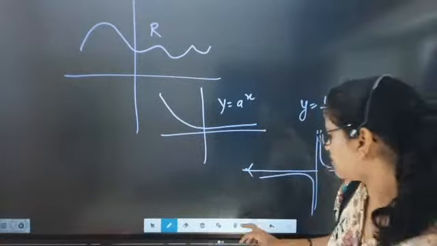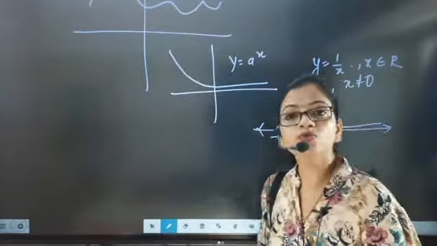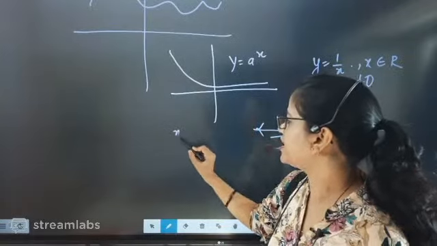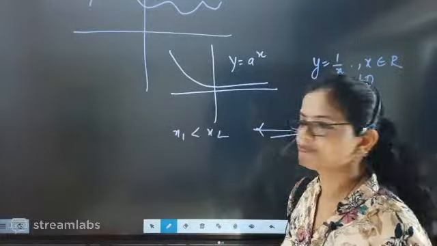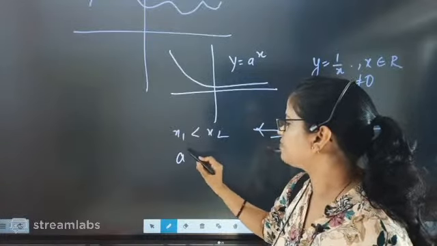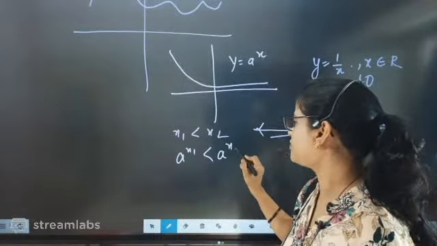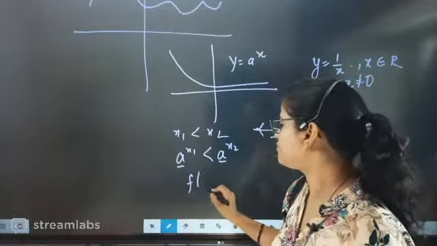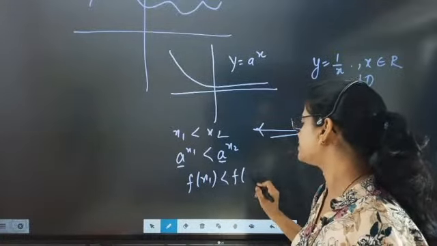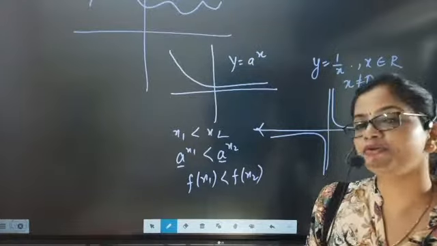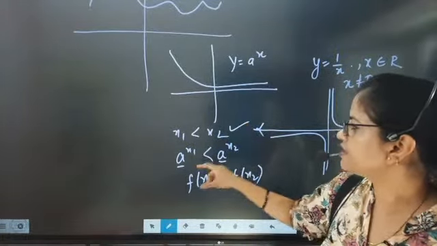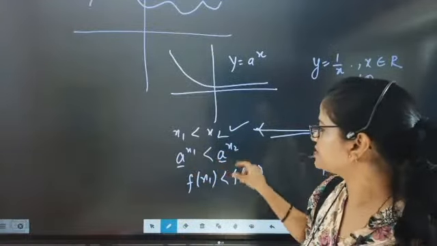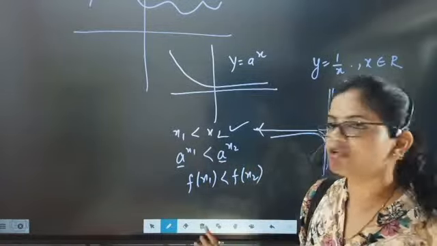How to prove it is a decreasing function? Now check this one out. First we say that x1 is less than x2. Then take this as the power: a to the power x1 will be less than a to the power x2, if a is a constant, the same number. That means f of x1 is less than f of x2. Is it true? x2 is greater than x1, and this part is coming. So is it strictly increasing or decreasing?